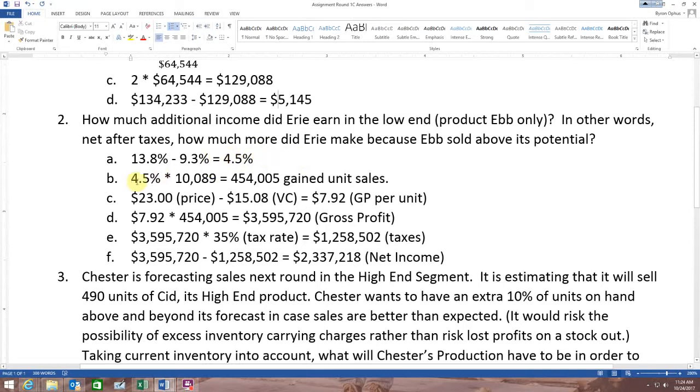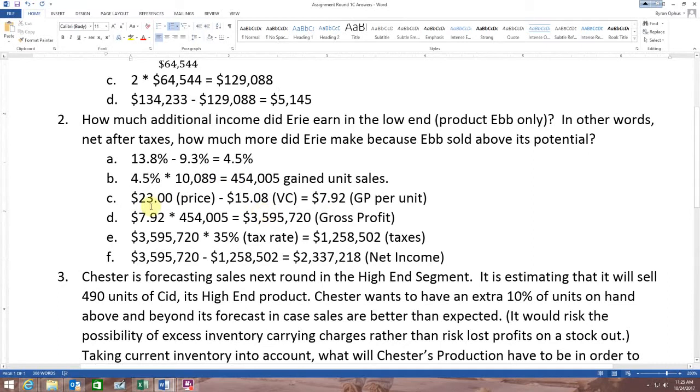So we take that 4.5% times the 10,089,000 total demand for the low end, and we gain sales of 454,005 unit sales. If you round it off and drop the 5, I'm probably not going to worry too much about that. So that's how many extra units we sold.